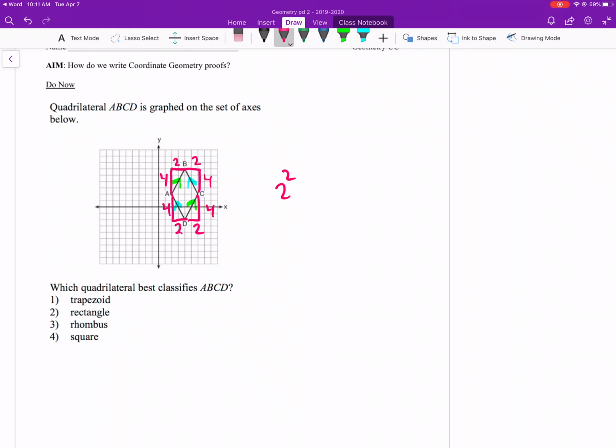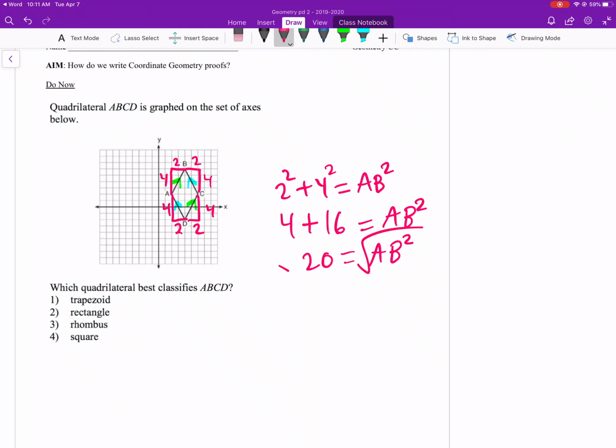So it would end up being 2 squared plus 4 squared is equal to, for example, AB squared. So you would have 4 and 16. And one of the sides is radical 20. Now you would repeat that process for the remaining 3 sides, and you find out that every single side length is radical 20. All right, and choice 4, no right angles.